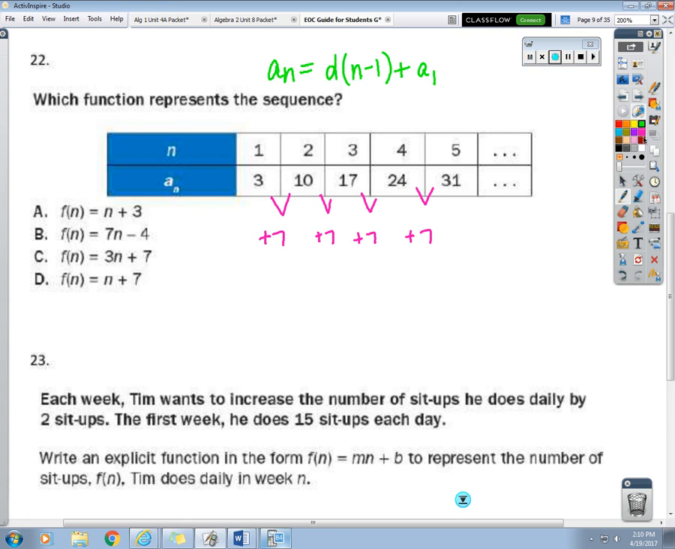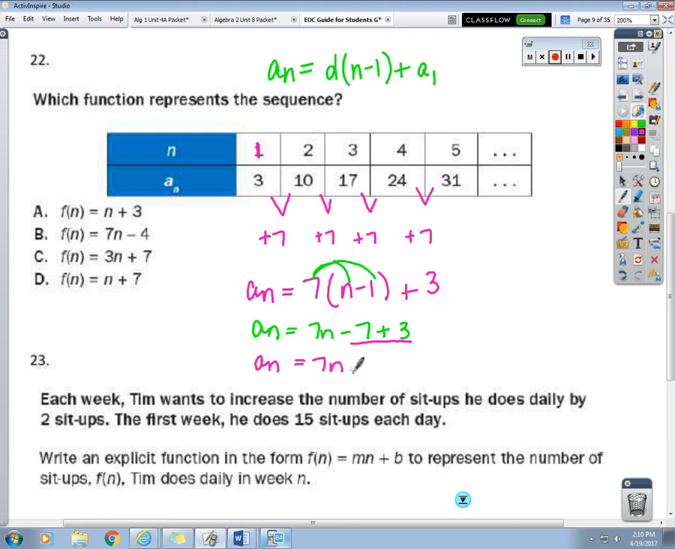What is the common difference here? 7, because each time they're going up by 7. So your D is a positive 7. Then n minus 1 plus a sub 1, where a sub 1 is the first term. What's our first term? Our first term is 3. Then you would just simplify by distributing. So that becomes 7n minus 7. Oops, not 4, 7. And then you would combine like terms. Aren't the like terms negative 7 and 3? So won't that simplify to 7n minus 4, which is B?